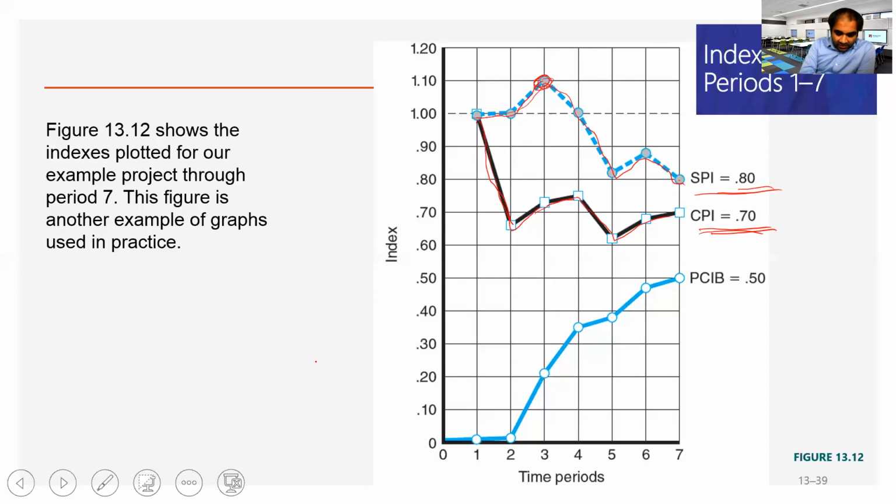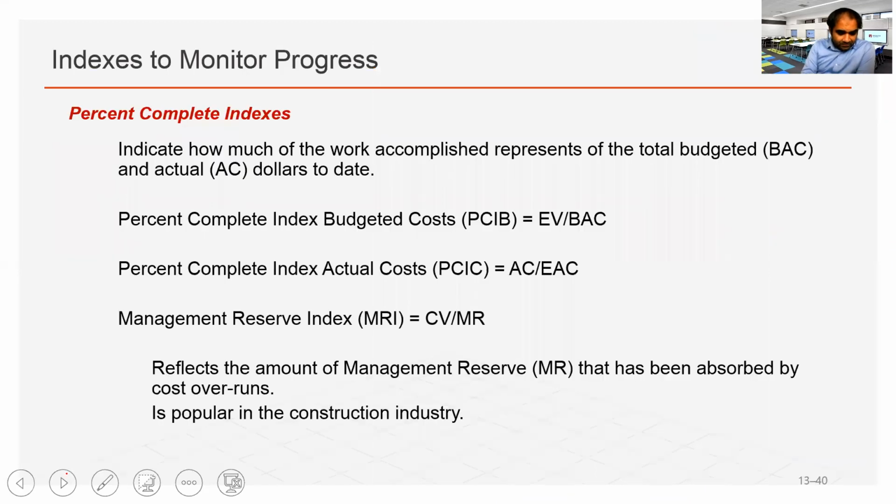What is PCIB? PCIB is percent complete index budgeted cost. I repeat again.